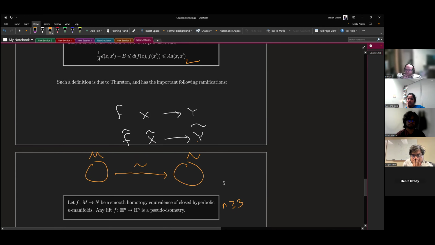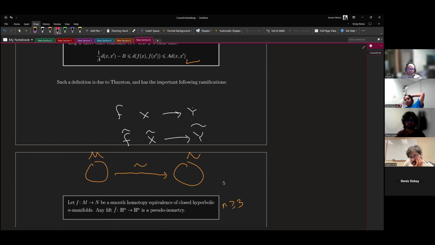Can I ask just one question? Yeah. This is sort of a very rigid statement about the lifts of smooth homotopies? Yes. And do you know, is there also a classification of smooth homotopies between two closed hyperbolic n-manifolds? Like, do we know generally what F can look like? For instance, maybe something like a quasi-symmetry, or F has to be of this form. Do we have any condition or classification for F as well?